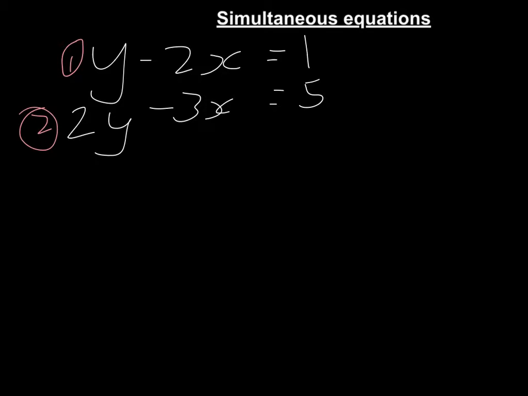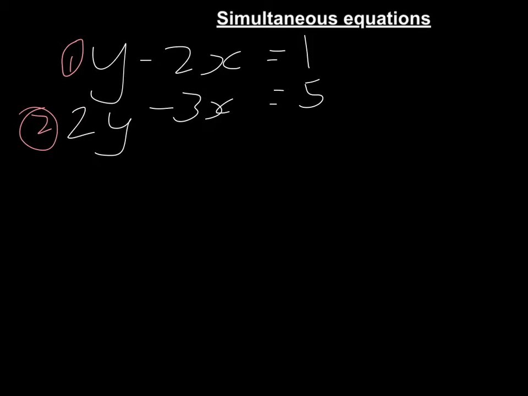And for all of the more difficult ones, that's what we'll do. Because here, we haven't got a y that's the same or an x that's the same. The other thing is that the y has the same sign as the other y, and the x has the same sign as the other x. So those are our two things to bear in mind.